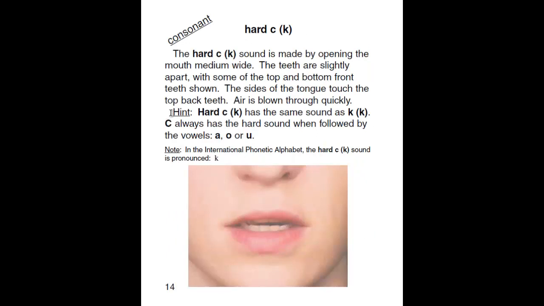Hard C. K. The hard C sound is made by opening the mouth medium wide. The teeth are slightly apart, with some of the top and bottom front teeth shown. The sides of the tongue touch the top back teeth. Air is blown through quickly. K.